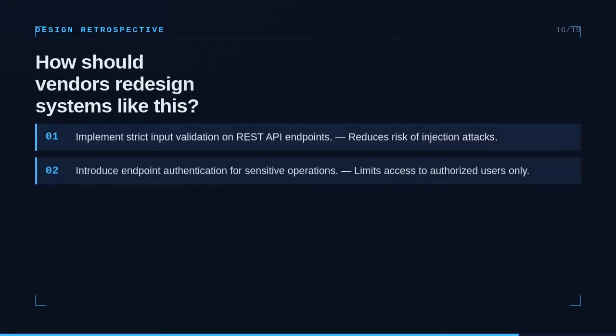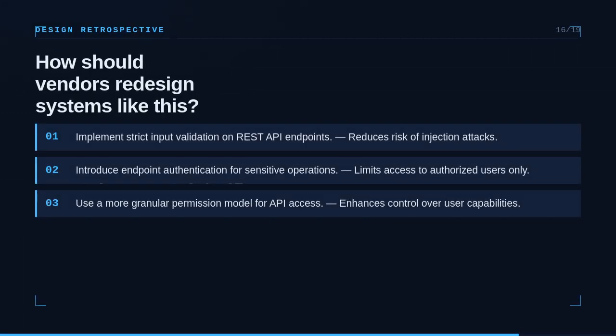How should vendors redesign systems like this? Implement strict input validation on REST API endpoints. This reduces risk of injection attacks. Introduce endpoint authentication for sensitive operations. This limits access to authorized users only.